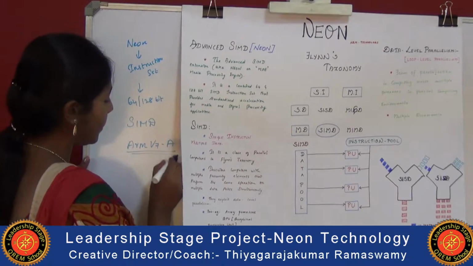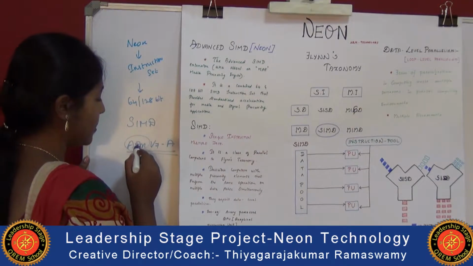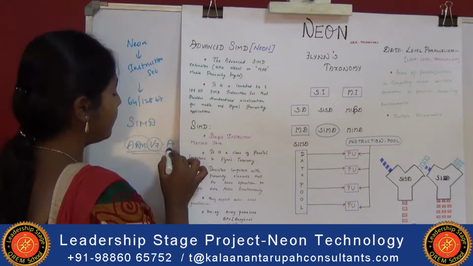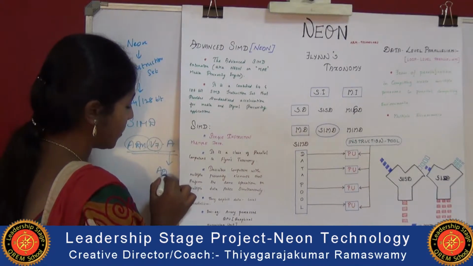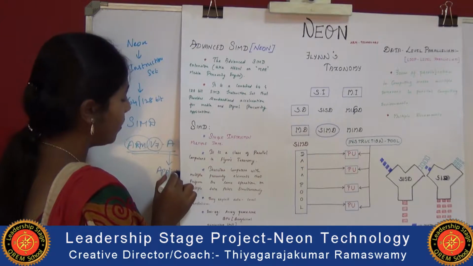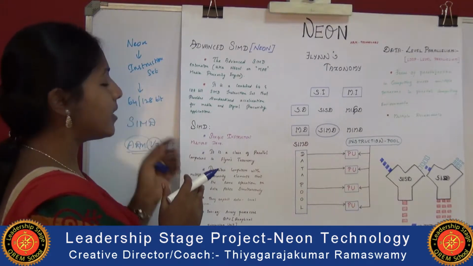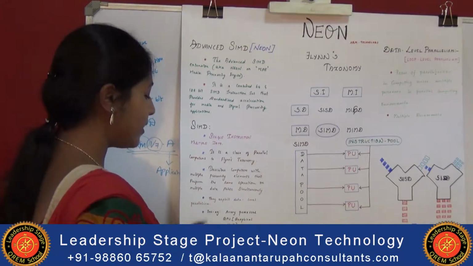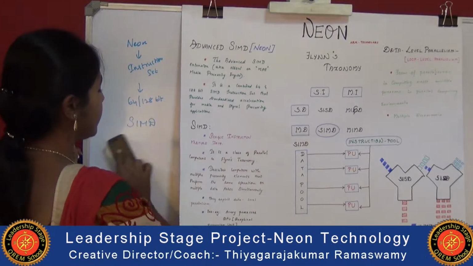ARMv7-A profile means ARM is a processor, and v7 is the version of this processor, which is 7, and A denotes application. So this NEON instruction set is a 64 or 128 bit instruction set which is added to the ARMv7-A profile, and it is based on the SIMD architectural extension.